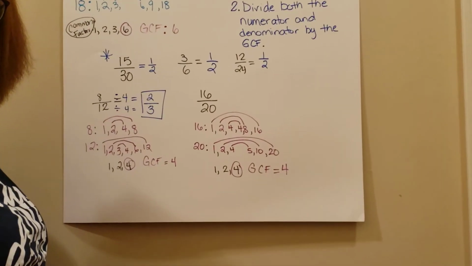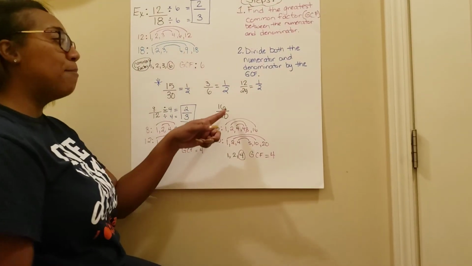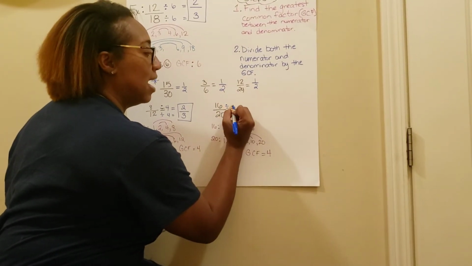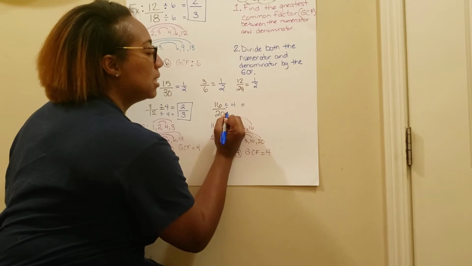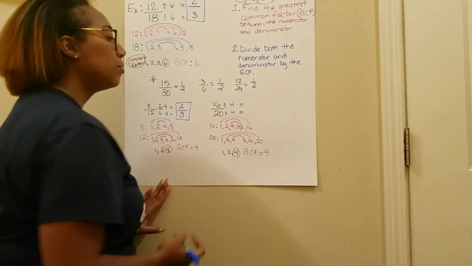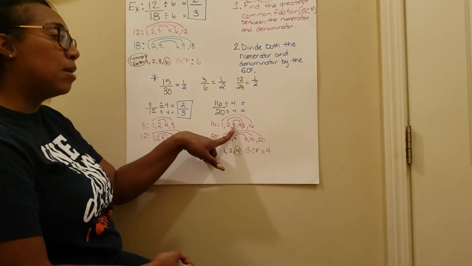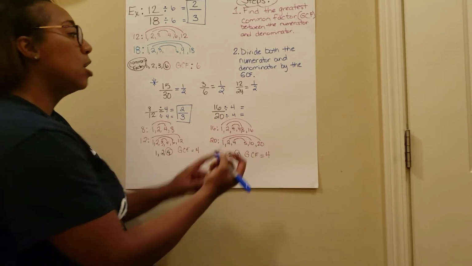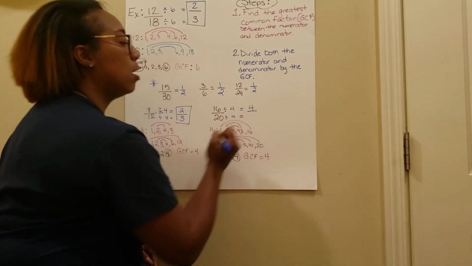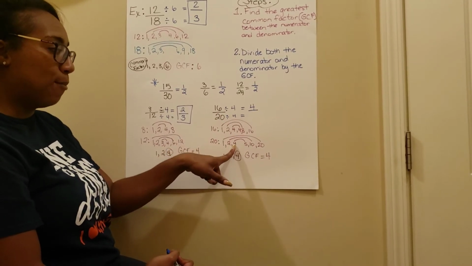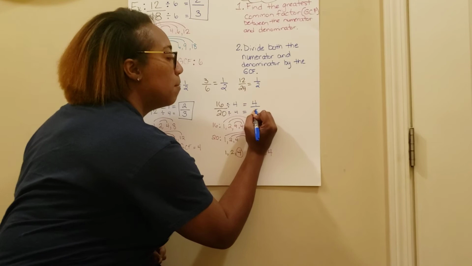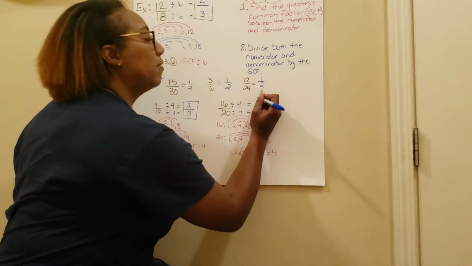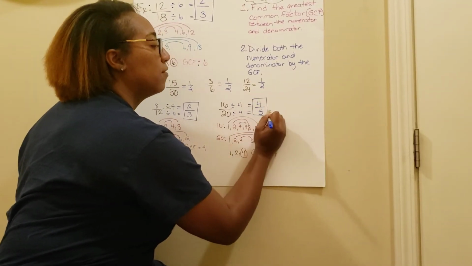Now comes step 2. I take my GCF and I divide my numerator and denominator by the GCF. So 16 divided by 4 and 20 divided by 4. For 16 divided by 4, I will come to the 4 and see what rainbow goes with 4, and it takes us back to 4. So 16 divided by 4 equals 4, and 20 divided by 4, my rainbow takes me to 5. So my 16/20 fraction is simplified or reduced to 4/5.